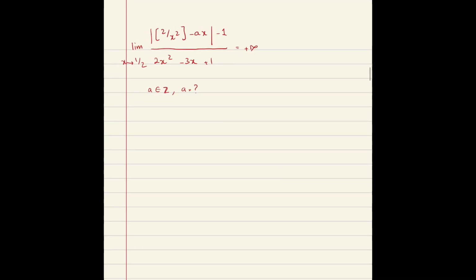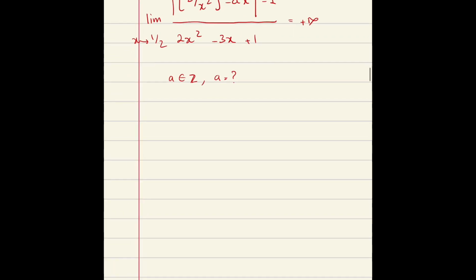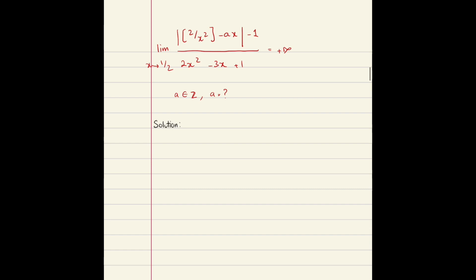So in today's video we have a very decent limit question that is asking us to find the a if the answer for this limit is equal to positive infinity for x approaching 1/2. In this problem we have an absolute value and we also have a square bracket, which is equal to the greatest integer less than or equal to the value inside the square bracket.